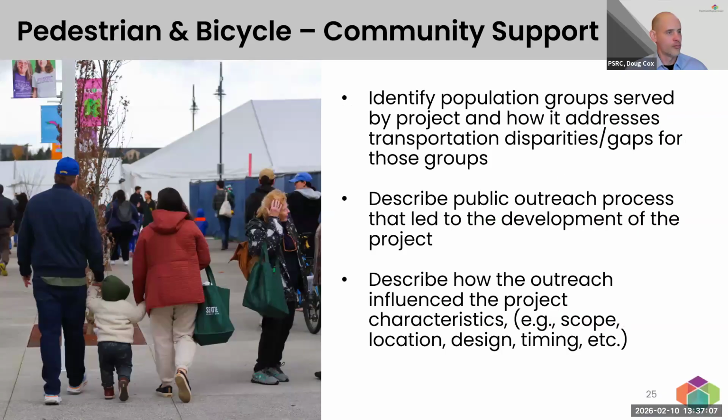And then the next component will be community support. This accounts for 10 points. And here's where we'll ask you to identify which population groups the project will serve and describe any disparities or gaps in the transportation system that the population is experiencing and how the project will improve it. And we also ask about the outreach process. We want you to describe it and point out any specific communication you have with the population group that are identified, and really importantly, how it influenced the project characteristics, like the location or the scope, those kind of things.